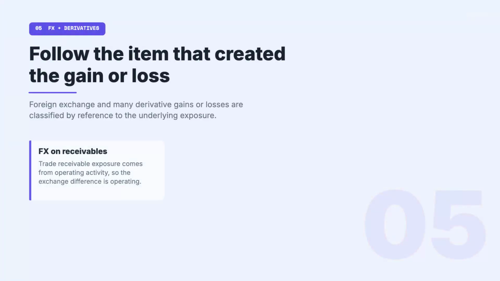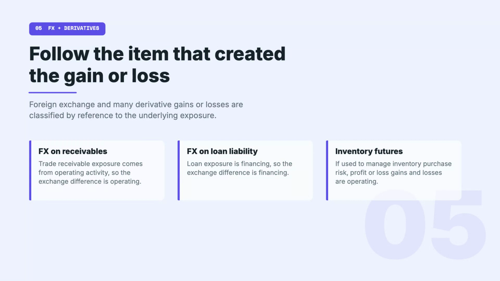Foreign exchange differences follow the item that created them. A foreign exchange gain or loss on a trade receivable is operating. A foreign exchange gain or loss on a loan liability is financing. Derivatives use a similar logic when they manage an identified risk. If a futures contract manages the risk of buying inventory, gains and losses reported in profit or loss are operating because inventory purchases relate to operating activity. This is true whether or not hedge accounting is applied. If a derivative is not used to manage an identified risk, gains and losses are usually operating, subject to exceptions. The shortcut is follow the underlying exposure.